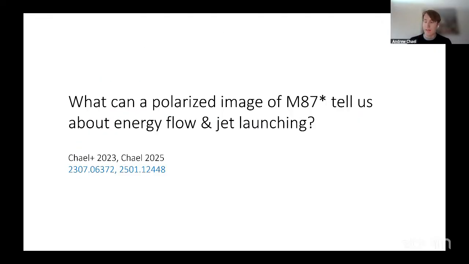Okay, that was just how we initially approached the problem of interpreting these images with simulations, and what we learned from that, which is basically that the black holes are highly magnetized. And now I'm going to talk a little bit more, diving into the physics about what these polarized images tell us about energy flow, and potentially about how the jets are launched in M87.